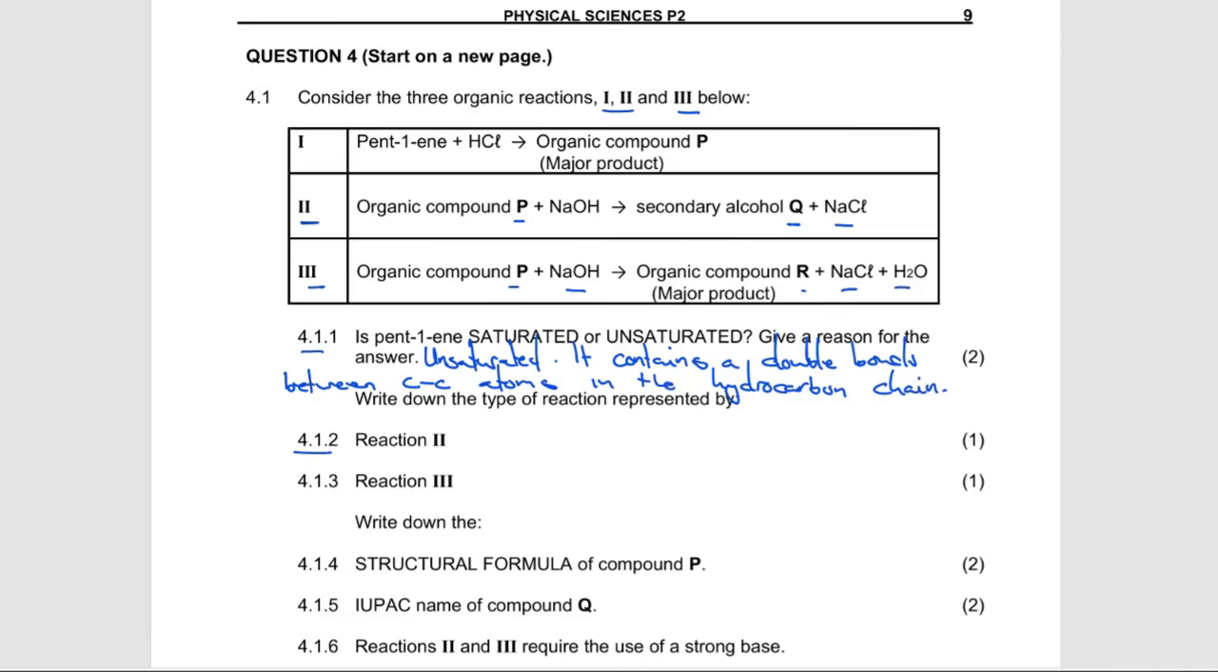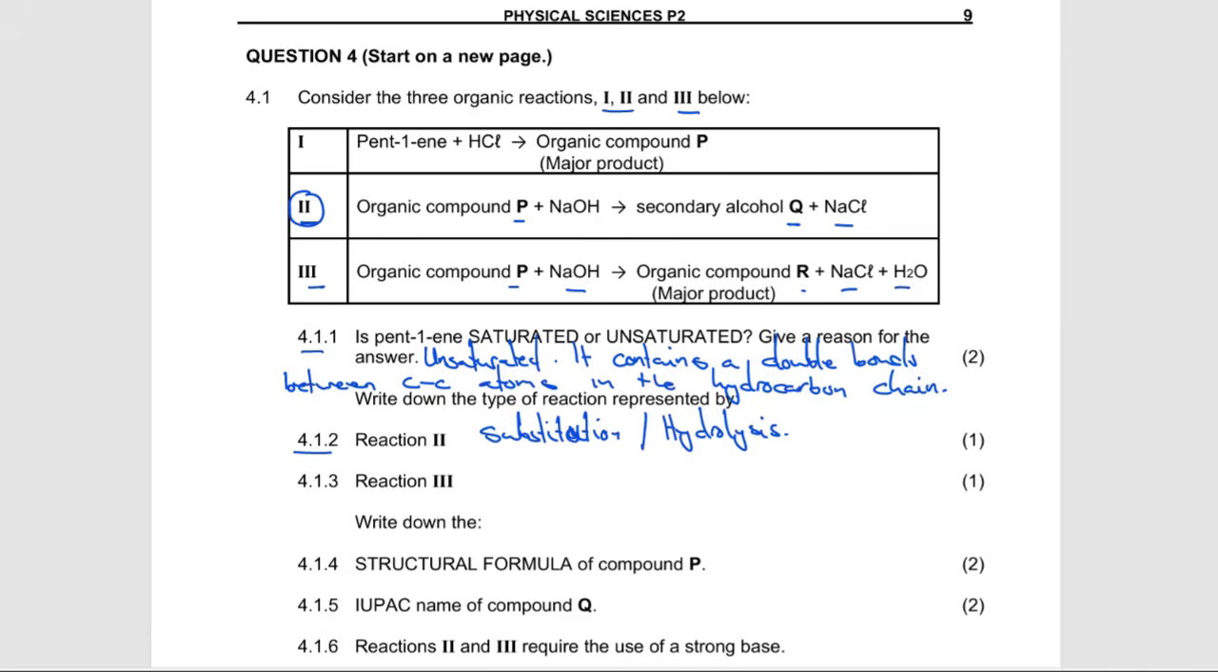Then 4.1.2 says write down the type of reaction represented by reaction 2 there, right? So the type of reaction represented by this one is going to be substitution, right? For it to be easier, we can be specific if we want to be, but if it's not specific like this, the type of reaction is substitution. Or else if you want to be specific, we can refer to this one as hydrolysis, like that.